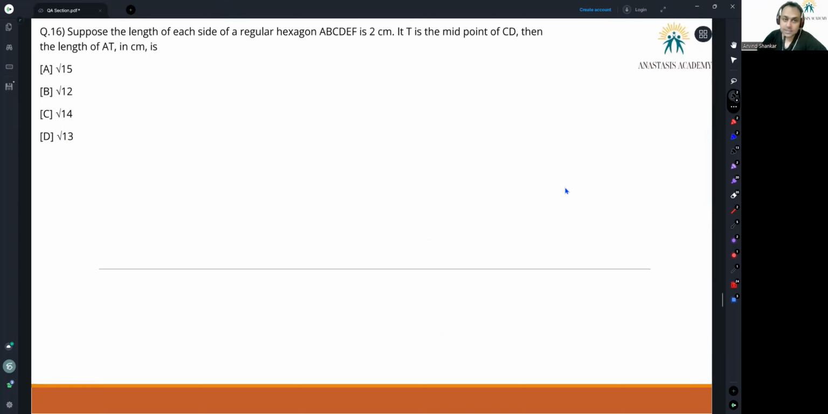Suppose the length of each side of a regular hexagon ABCDEF is 2 centimeter. If T is the midpoint of CD, then the length of AT in centimeters is. So A, B, C, and D. This is T, A, T. I know these sides are 2. This is 1.